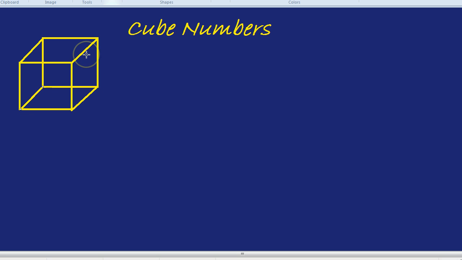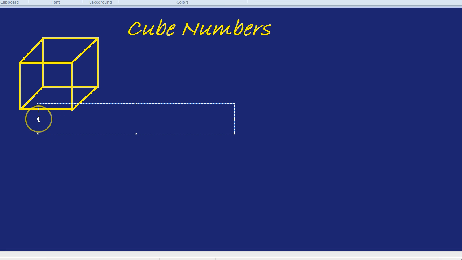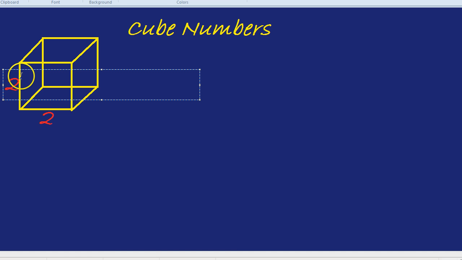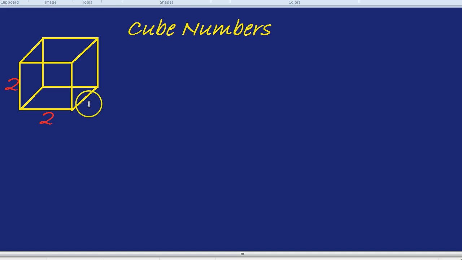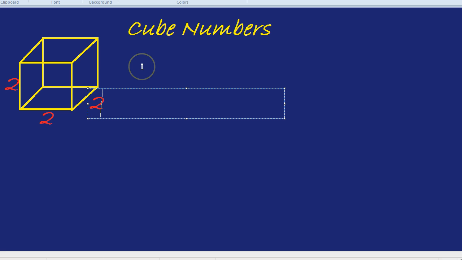Well, a cube is made up of squares, and squares all have the same length sides. So a cube has each of its sides, each of its edges, the same length. If I took the length as being 2, that length would be the same as that length. It would have the same height, the same width, and the same depth of 2. What would be the volume of that cube then?